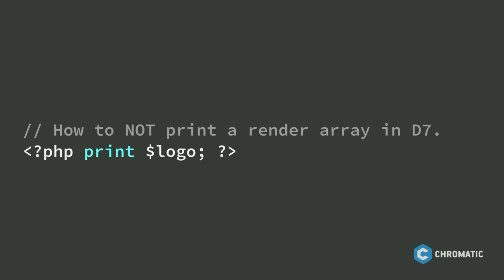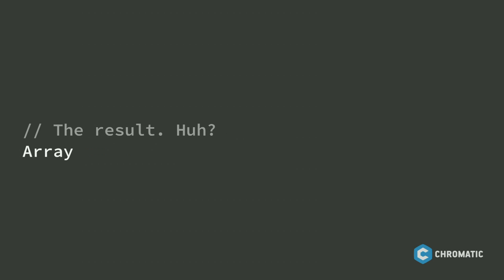Well, if we try and print that variable in the same way in our template, it's going to print the word Array. I've had this happen to me a million times while working with Drupal 7. And if you have too, this is likely the reason. You have to act on that array before you print it.